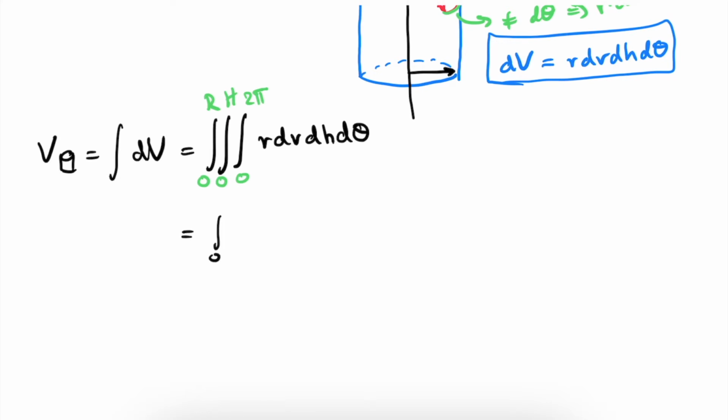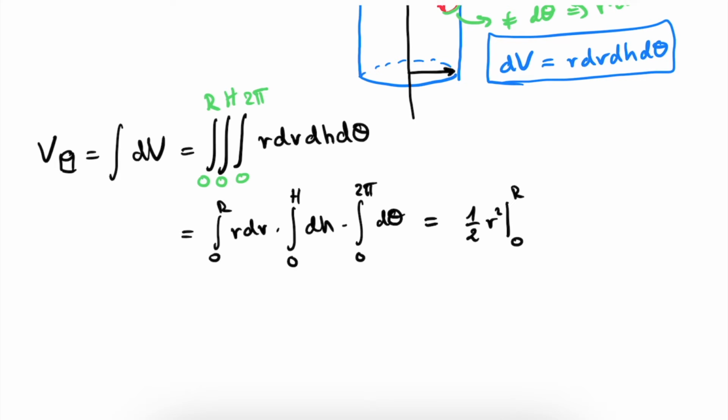So we have to calculate the integral from 0 to capital R of r dr, multiply this with the integral from 0 to capital H of dh, and multiply this with the integral from 0 to 2 pi of d theta. This of course becomes 1/2 times r squared filled in the boundaries 0 and capital R, multiplied by h filled in its boundaries, and multiplied with theta filled in its boundaries. This becomes equal to 1/2 times capital R squared, multiplied with capital H, multiplied with 2 pi.